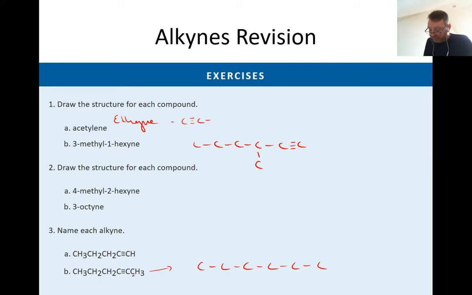They're straight across. Where's the triple bond? It's after the second carbon coming in from the left. So there it is there. And that's it. So 1, 2, 3, 4, 5, 6, hex. And because the triple bond is after the second one, 2-yne.